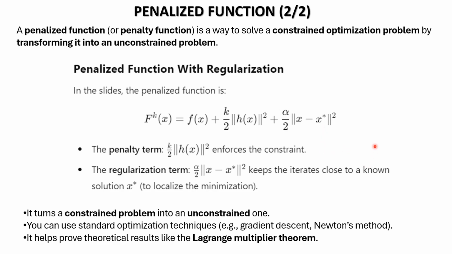So the main idea again of regularization: it turns a constrained problem into an unconstrained one. We can use standard optimization techniques, for example, gradient descent, Newton's method, and so on. It helps prove theoretical results like the Lagrange multiplier theorem.